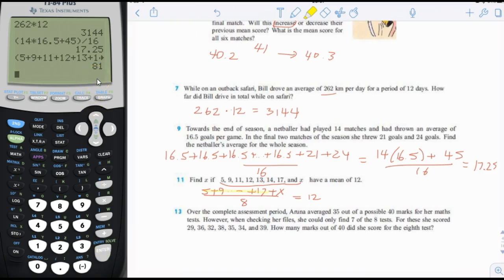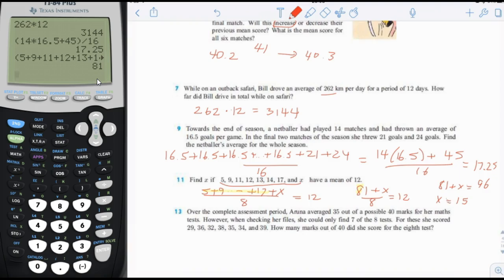It's 81. So our final problem is 81 plus x, all divided by 8, equals 12. I'm going to multiply both sides by 8, so I get 81 plus x equals 96. Yeah, 96. And then I'm going to subtract 81 from both sides. I get x equals 15. So x has to be 15.